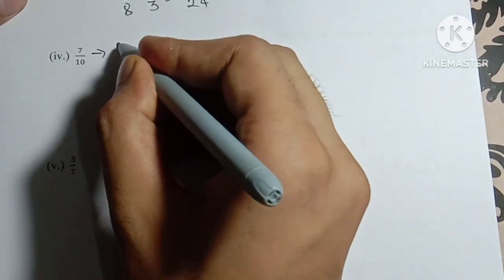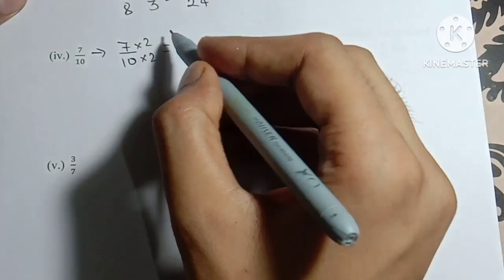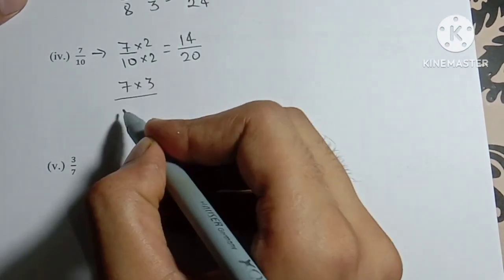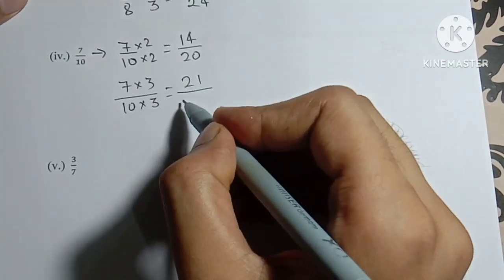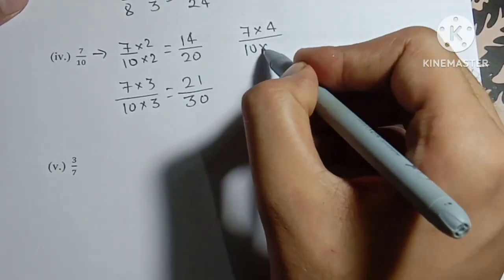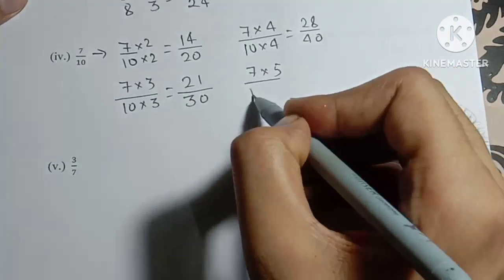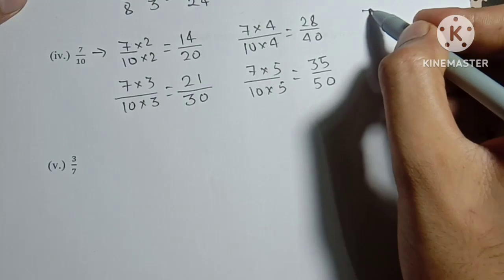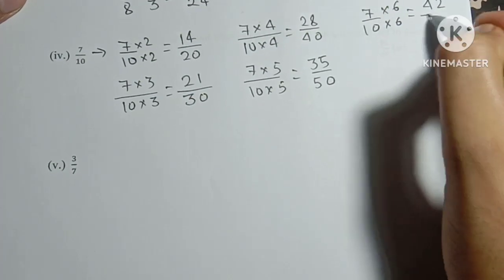7 by 10. In this fraction, we will multiply by the next natural number, that is 2. So 14 by 20 is the first equivalent fraction. To get the second one, we will multiply both up and down, that is numerator and denominator, by 3. On doing so, we will get 21 upon 30. Next, we will multiply by 4. So here we will get 28 upon 40. Next, we will multiply by 5. Here we will get 35 upon 50. And lastly, we will multiply by 6. So we will get 42 upon 60.